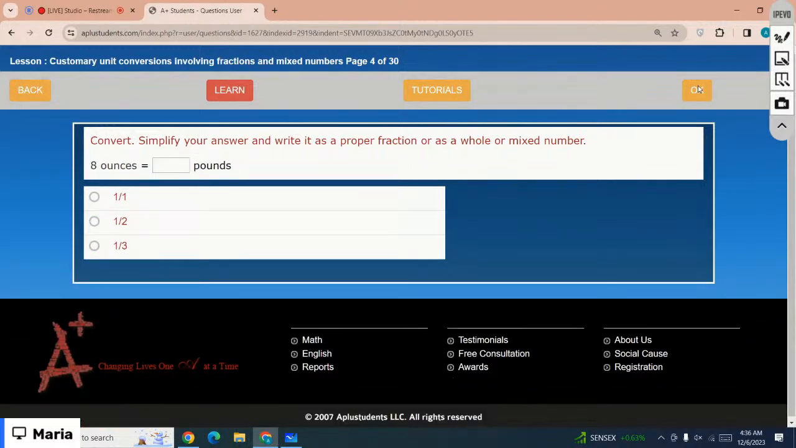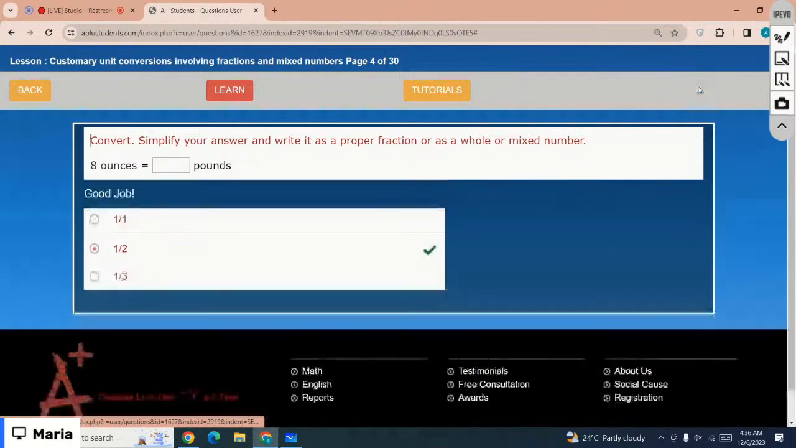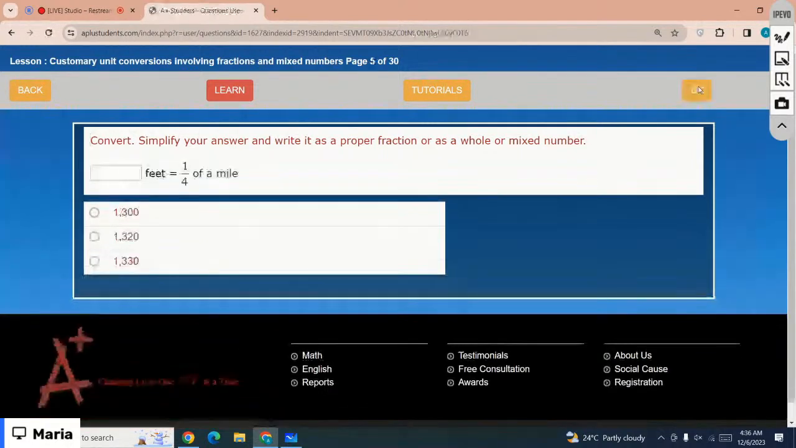Okay, 8 ounces equals how many pounds? Which is the correct option? The correct option is that is half of a pound, right? Because 1 pound equals 16 ounces. So that is half of a pound. The correct option is 1 over 2, not 1 by 1, that is half of a pound. Because you can see the conversions, the ones I have already written on the board. You note them down in your notebook.